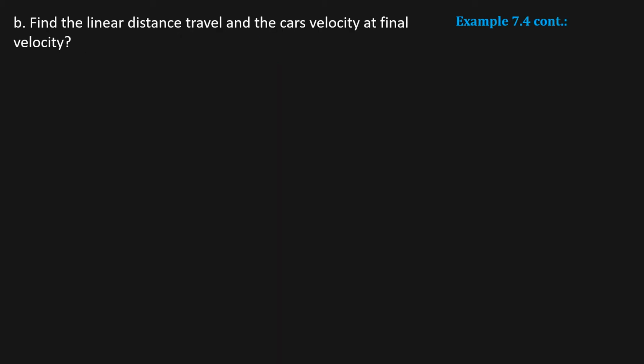And B, find the linear distance traveled and the car's velocity at final velocity. So let's continue with example 7.4. We have our angular displacement, 437 revolutions. So they want us to find the linear distance the car's traveled. So this is going to be something in meters, or it could be in feet, and the car's velocity at final velocity.